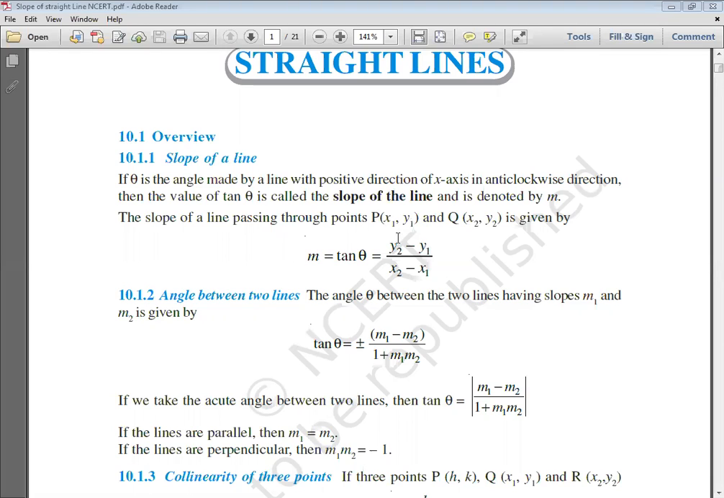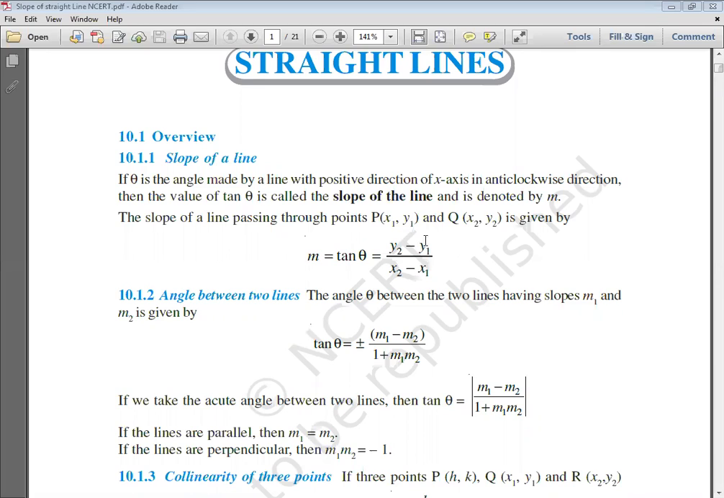Then with the help of these two points, we can compute the slope using this formula, which you can see on the screen: y2 minus y1 divided by x2 minus x1. That means the difference between the y coordinates divided by the difference between the x coordinates. So this ratio gives us directly the slope, not the angle, not any other result. It gives directly the slope, that is, the value of m.